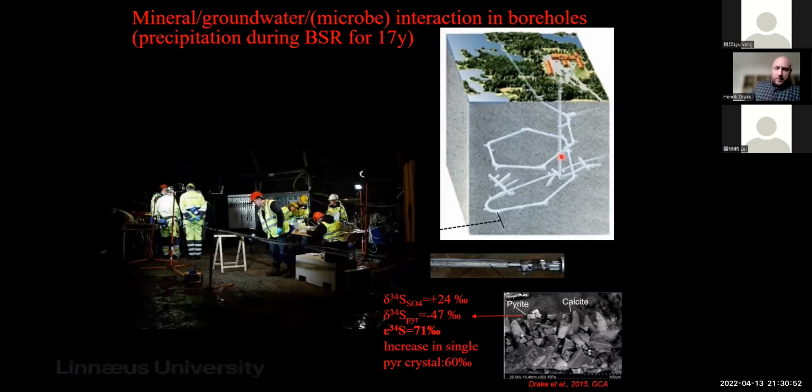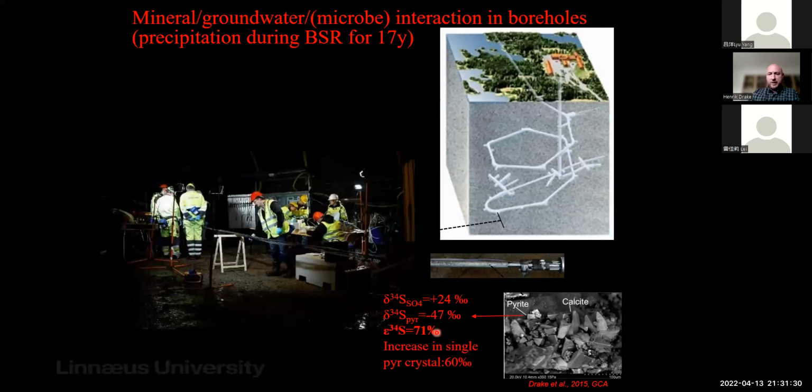What we did was also, in a natural experiment, we took out equipment from a borehole that had been sitting in the setting for, I think, 17 years. And we found these pyrite precipitates on the borehole equipment, and we knew that the sulfur isotope composition of the borehole water, or the natural fracture water, was +24. The pyrite, the lowermost one we found, was -47, which gave us then an epsilon 34S of 71 per mil.